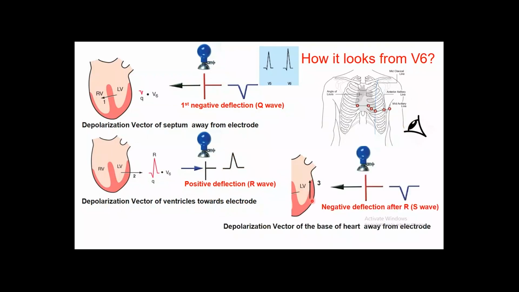Finally, the depolarization wave moves from the apex towards the base of the heart, a little bit away from the recording electrode V6, causing a second negative deflection on the surface ECG after the R wave. A negative deflection after the R wave is called the S wave. So a negative deflection before the R wave is called Q, and a negative deflection after the R wave is called S wave.